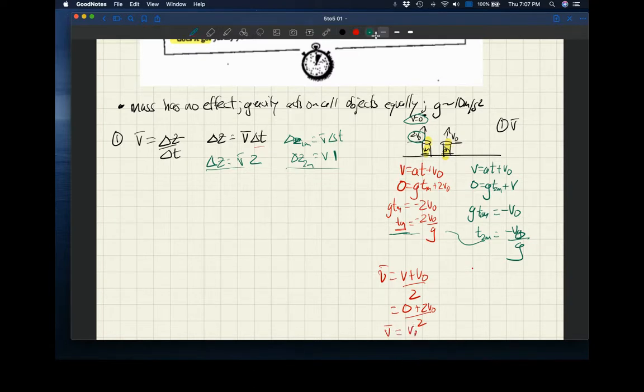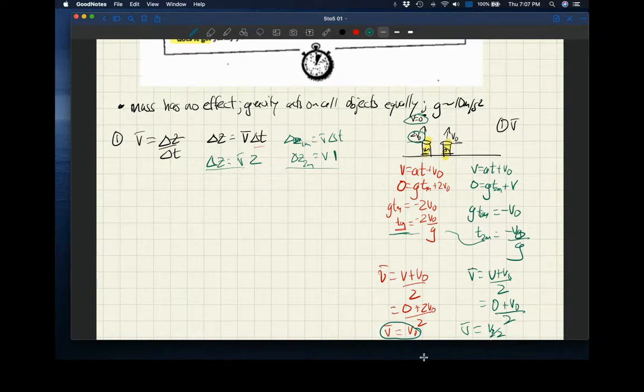Now, for the larger one, we have an average velocity which is v plus v0 over 2. Velocity 0 at the top, plus v0 to start, over 2. So we have v bar is v0 over 2. So what we see then is that the time for the smaller massed object is twice as large as the other one.